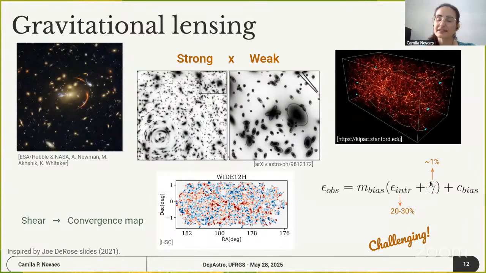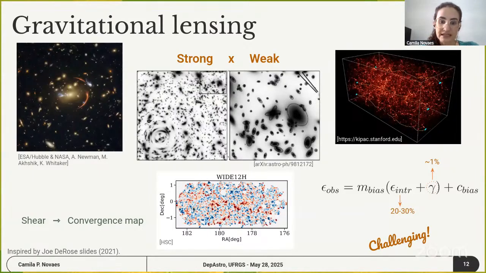The ellipticity is introduced by the lensing effect, the gravitational lens. Also, we have to consider some bias effects to take into account other things and systematics that we are not aware of. After that, we can finally measure this shear effect, which corresponds to just 1% of all the signal. We have this mathematical expression that we can use to transform the shear signal to the convergence signal.